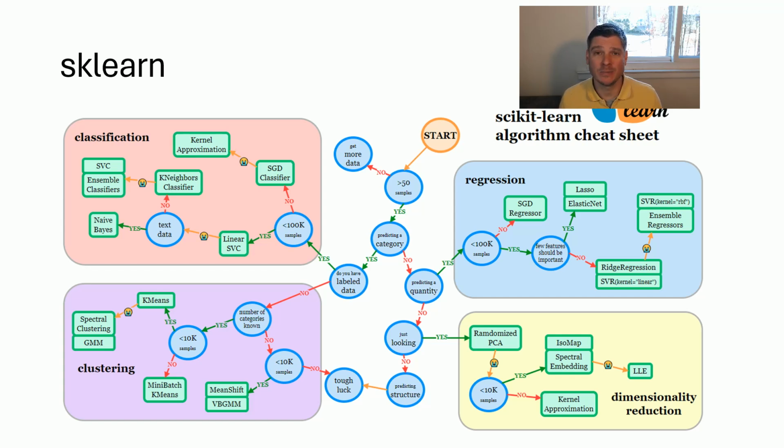I'm not the first one who's tried to answer this question. Our main machine learning package, sklearn, has a cheat sheet that they include with their documentation as well. And I do love that the very first question is, do you have more than 50 samples? And if the answer is no, then you just have to go get more data.